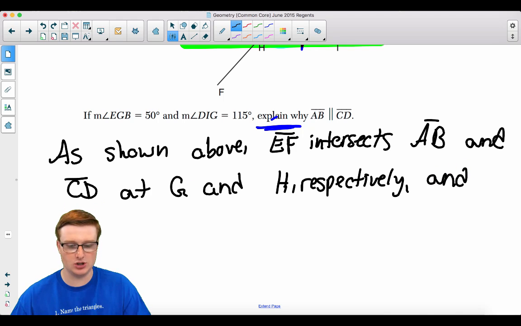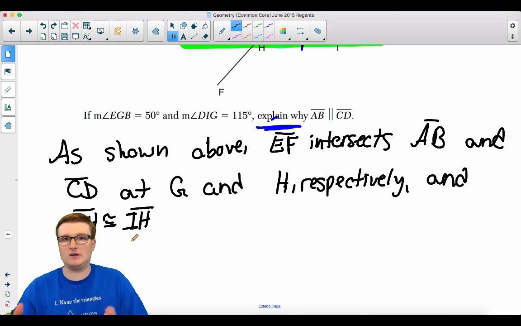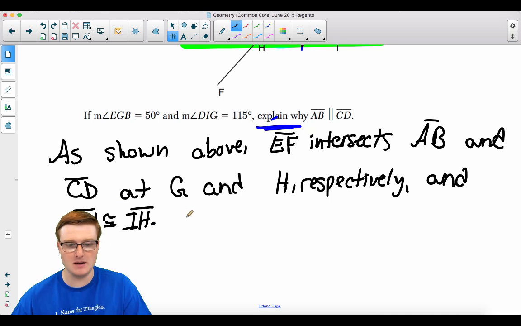And GH is congruent to IH. It's kind of like making a statement-reason proof in the form of a paragraph. I'm listing the given information first in order to prove why these two lines are parallel.